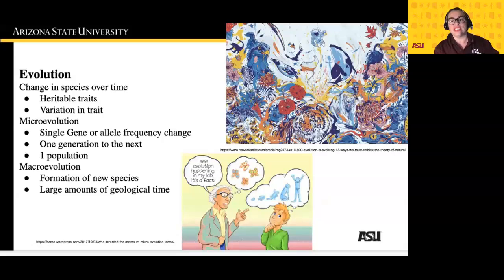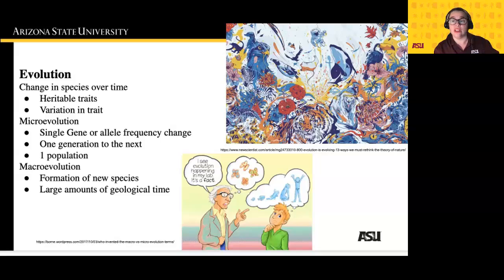Micro regards changes on a very small scale. So when we study microevolution, we're looking at only visible traits and identifying the change in the frequency of one allele or one gene in a population. This change in genotype or frequency of alleles in the population is studied from one generation to the next.